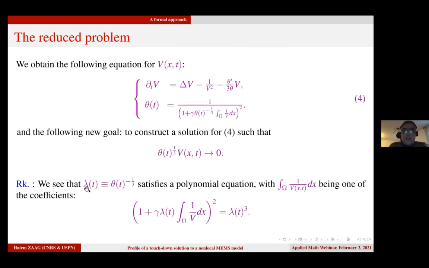And this is the remark. If you write lambda of t equal to theta to the power negative 1/3, you see from this second equation that lambda satisfies a polynomial equation where one of its coefficients, or in fact two, depend on this non-local term. So this is good news somehow. If I can succeed in constructing capital V, then I will immediately solve for lambda, and then have theta. But of course, if you want to construct capital V, you need also to know about theta. So there is coupling, but we will try to decouple things. We'll see.